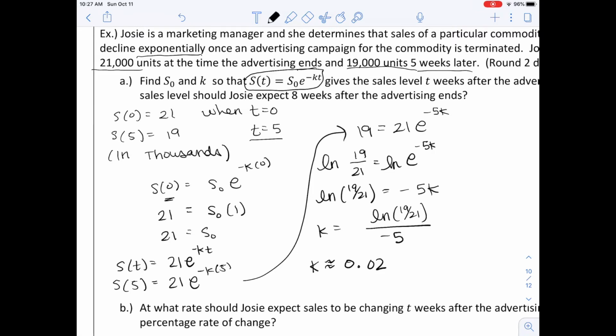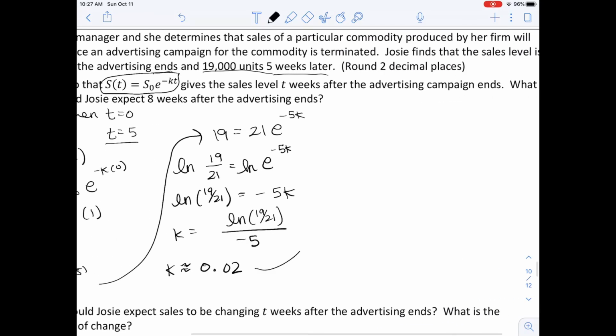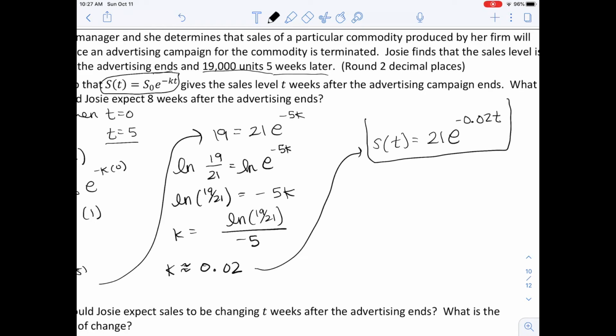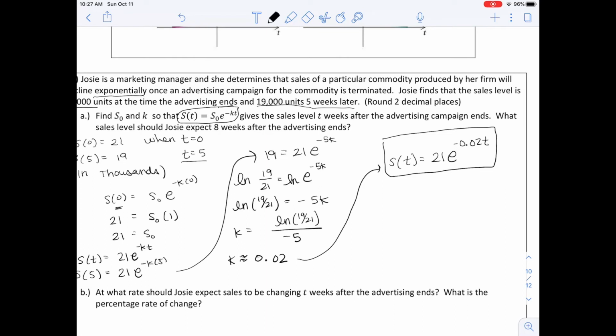So from here we know that our formula is going to be S of t is equal to 21, which was our S naught, e to the negative k, which was 0.02, times t. So that is our formula here. I'll go ahead and box this, and we can figure out how much we would expect the sales to be after so many weeks. It asks how much you would expect 8 weeks after advertising ends. So to do that, we substitute in 8 for t. We have 21e to the negative 0.02 times 8.